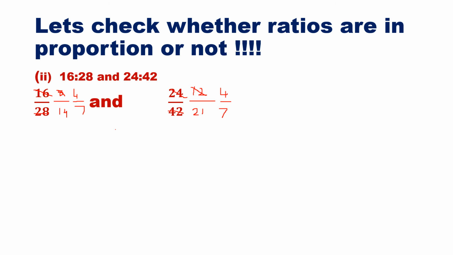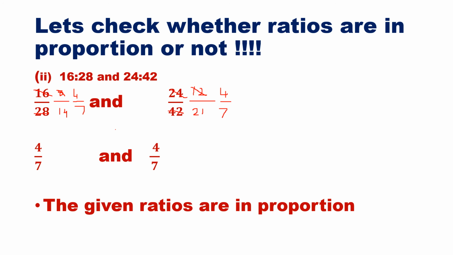What does that mean? That means that these two ratios are in proportion. See, 4 by 7 and 4 by 7. So, hooray, the given ratios are in proportion. So today you have to do exercise 12a, the first sum, all the problems, and see whether they are in proportion or not. Okay, so have a nice day.